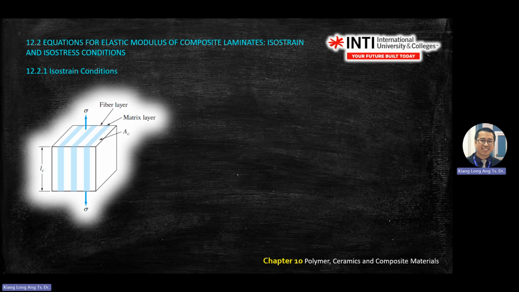So it tells you the matrix layer, fiber layer. So your fiber, matrix, fiber, matrix, fiber, matrix. And you have the length of your composite. This will be the area of the composite. Okay, so this will be the area of your composite. So for the load, if you're given the area, you should be able to find the force of pulling before it fails. Okay.